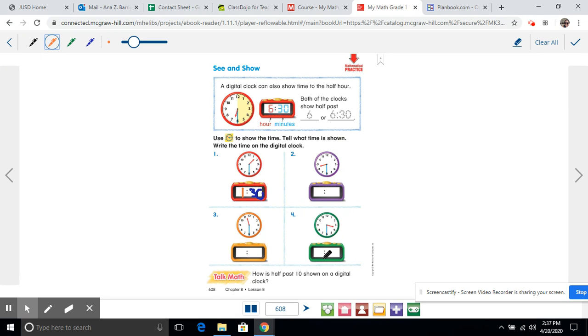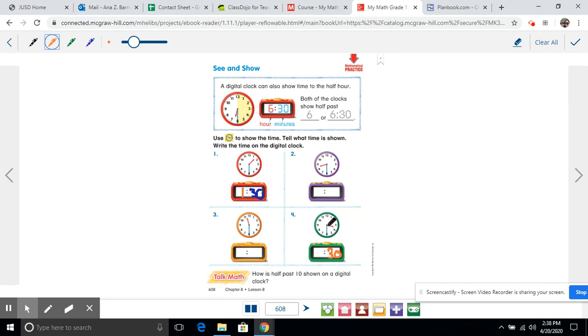Okay, let's try one more. We're going to do number 4 right here. So let's count. We know what the 6 is when it's the minute hand, because it's the longer hand, is 30. So we're going to write 30 here. This is right here, written.